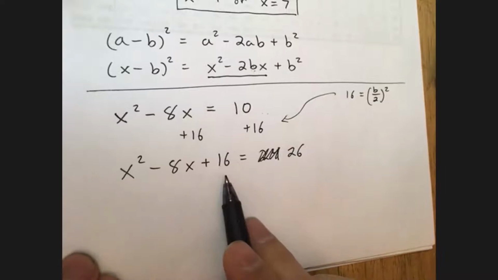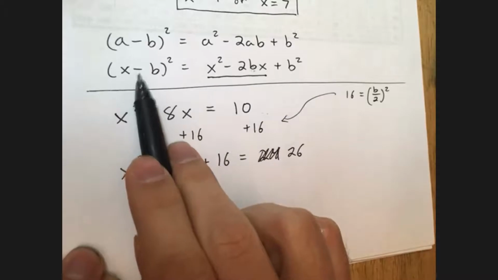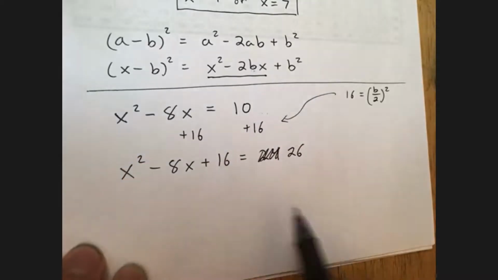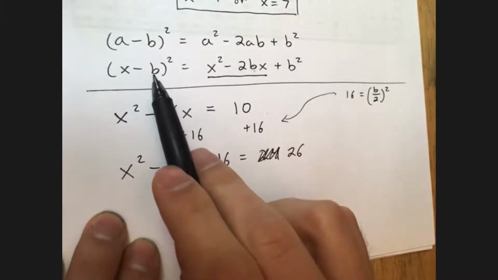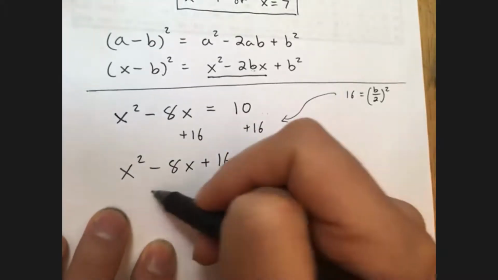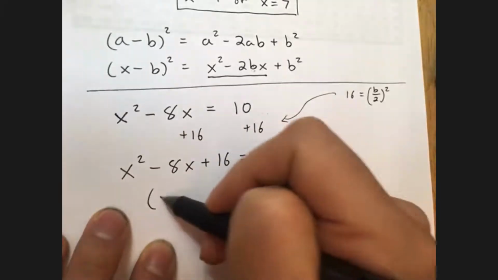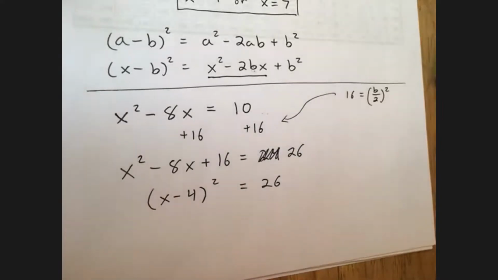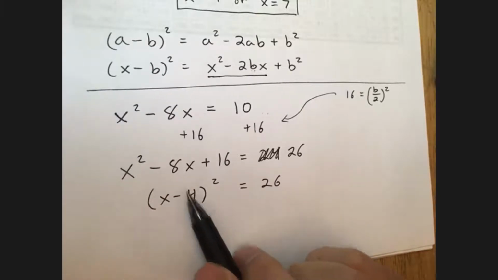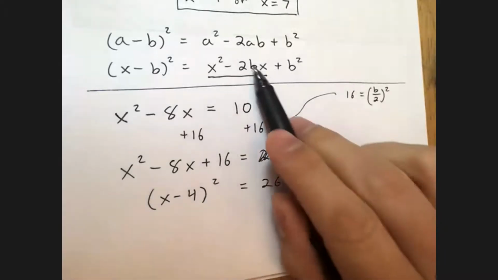And this is guaranteed to be a perfect square, because this expression comes from this expression here. So how do I get back to this? Well, whatever my b was, the x minus that is what's being squared. So what was my b? Well, 2 times b was 8. My b was 4. So this is x minus 4 squared. This number is always half of that number there, because that was the b, and 2 times b is this.